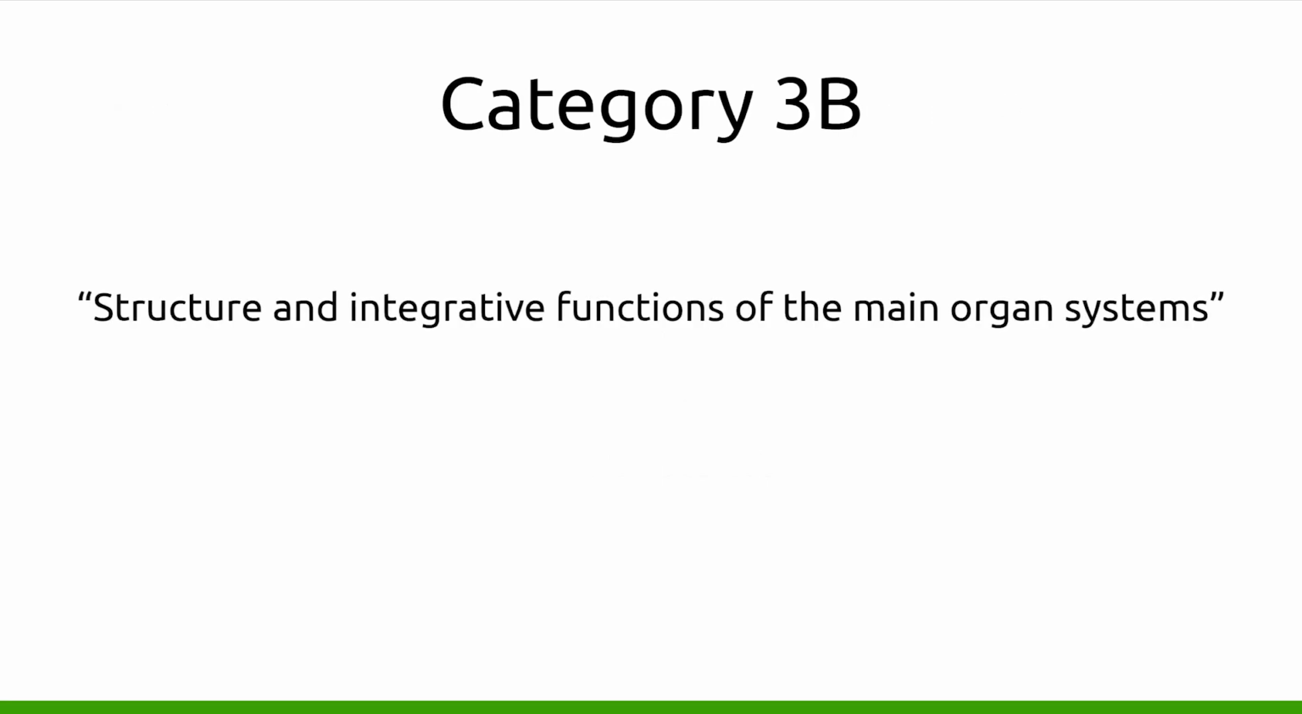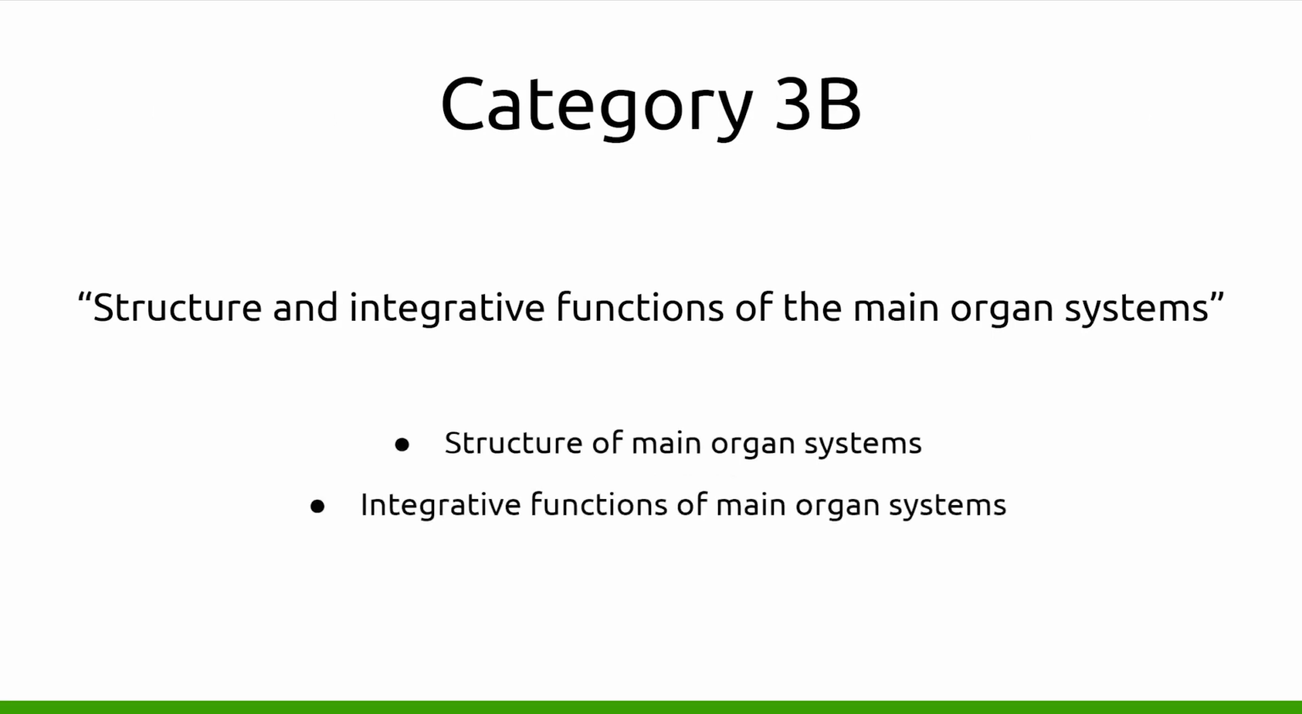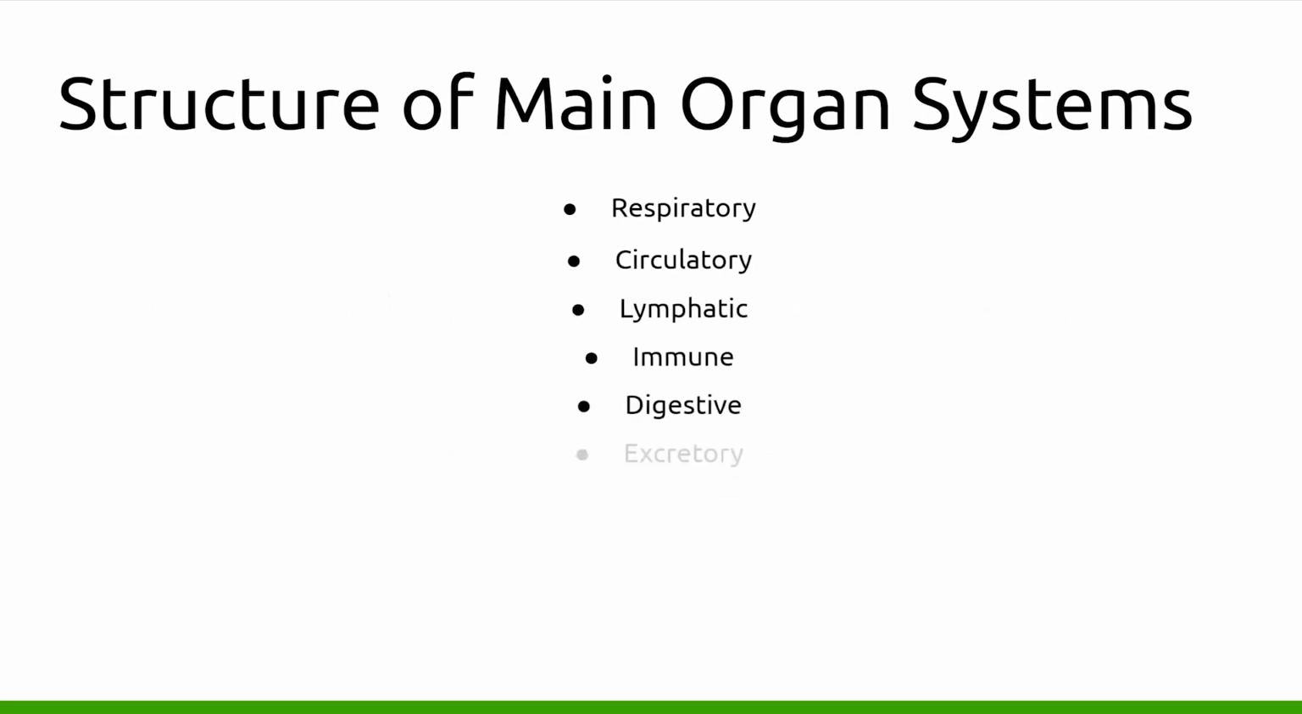And then you've got 3B, where you've got structure and integrated functions of the main organ systems. Breaking that up, you've got the structure of main organ systems, as well as integrative functions of main organ systems. When I think of the structure of main organ systems, the main organ systems that I'm thinking about are the respiratory system, circulatory system, the lymphatic system, the immune system, digestive, excretory, reproductive, skeletal, and muscles. Each of those, I understand the structure of their system.